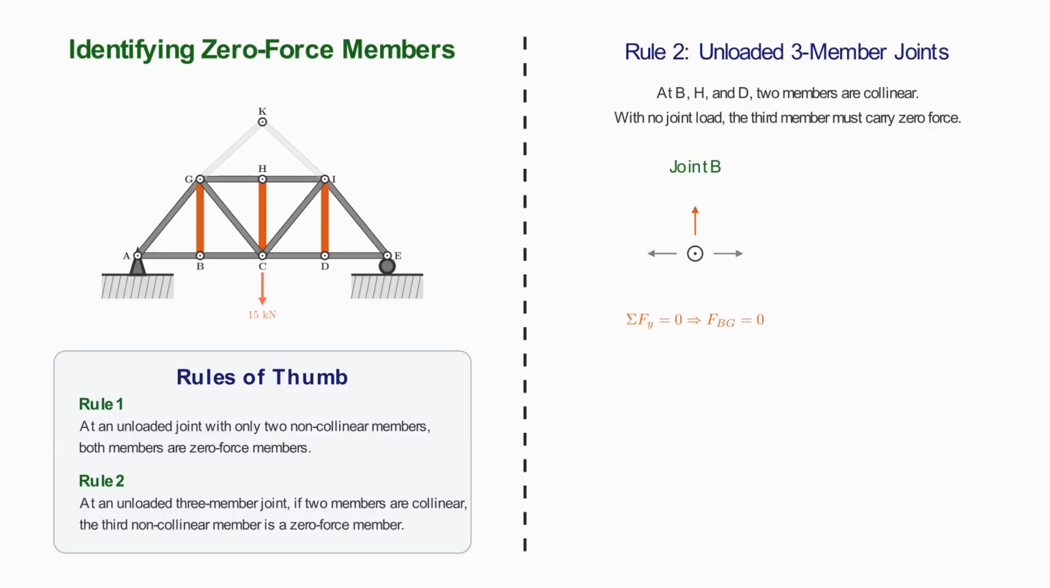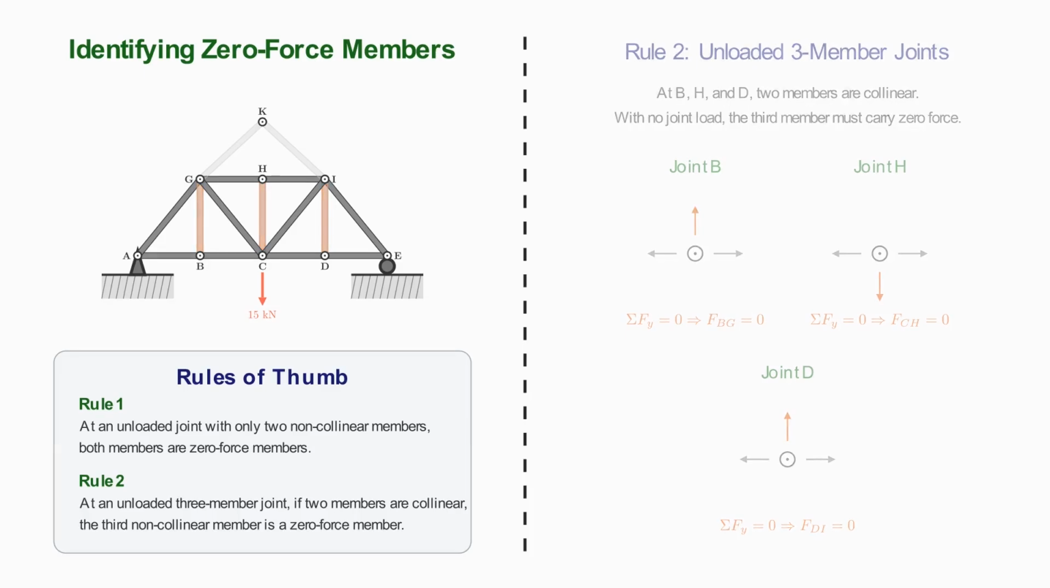The same reasoning applies at joint H. The top two chord members are collinear, so their forces act along the same horizontal line. The only non-collinear member is CH. Since there's no external load acting at H, vertical equilibrium requires the force in CH to be zero. And finally, at joint D, the two bottom chord members are again collinear. The only member capable of providing a vertical force component is DI. With no external load acting at the joint, equilibrium requires the force in DI to be zero.